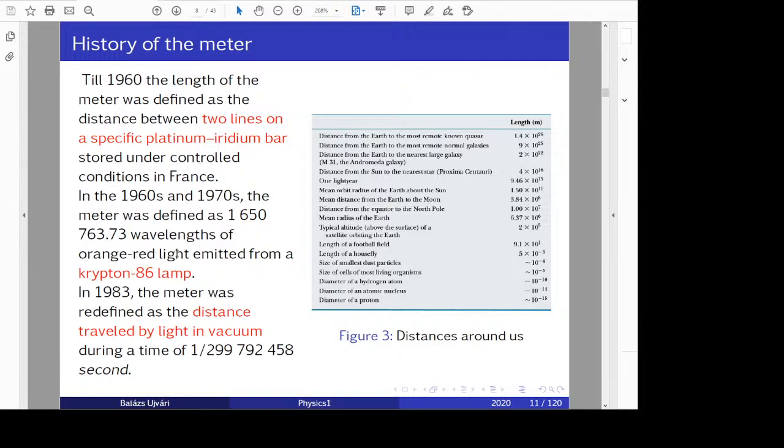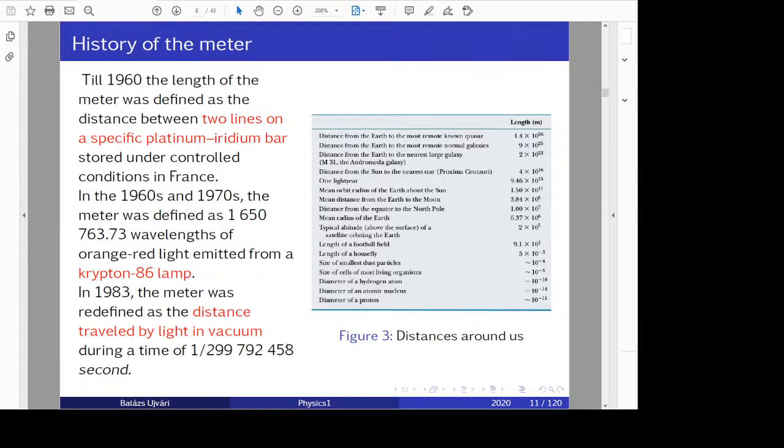With a filter, you can choose this orange LED light, and if you multiply it with a number, anywhere in the world you can have the meter very precisely. Later, they said it's also nice to have a lamp and filter the light, but what we know is the speed of light is a constant. It's not something we need to measure very precisely. It's technically a constant.